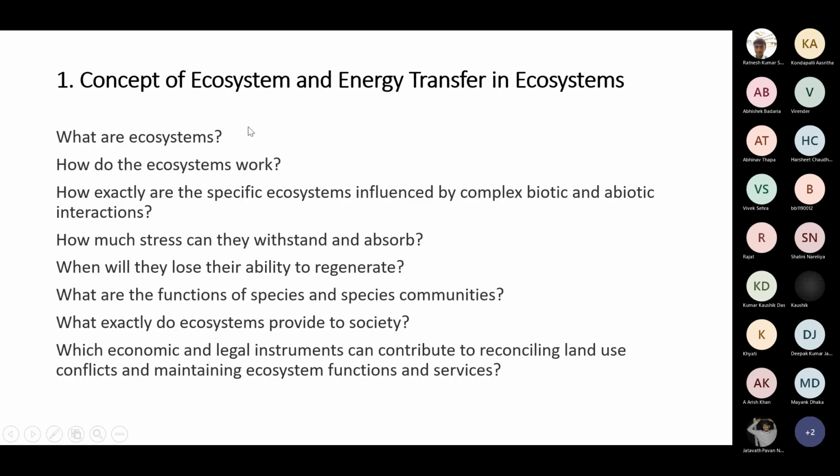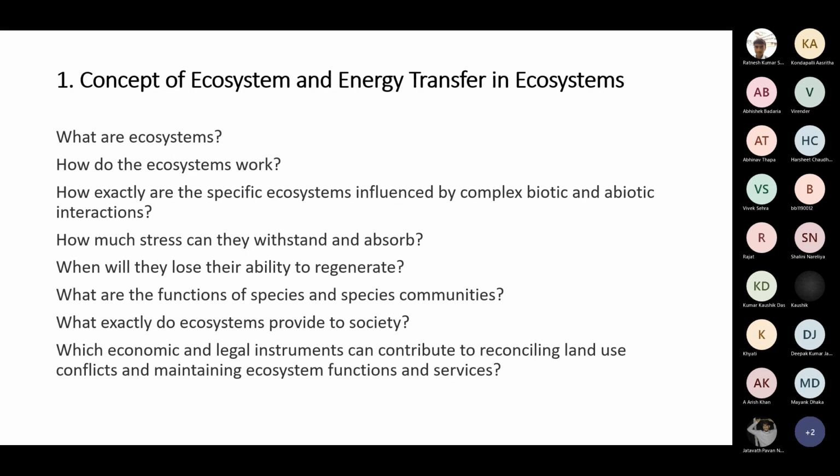So what is the concept of ecosystem and energy transfer in ecosystems? Okay, so when you talk about ecosystem, there are several questions that people are trying to answer or address, and the first you need to learn in order to address any other problem is: what are ecosystems? How do they work? How exactly are the specific ecosystems, which I will give you an example of, influenced by very complex biotic, what we mean by living, and abiotic, that means the non-living, interactions?